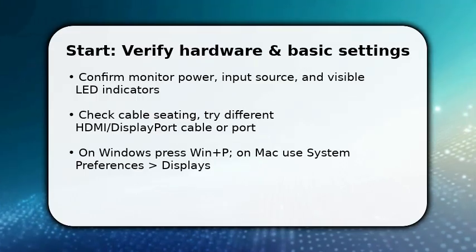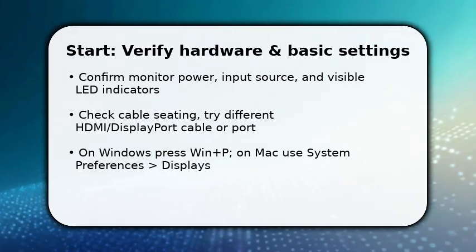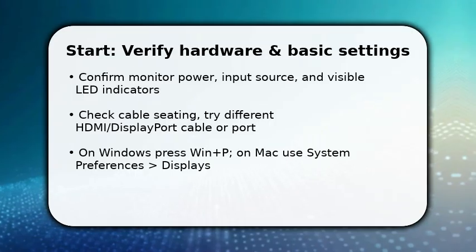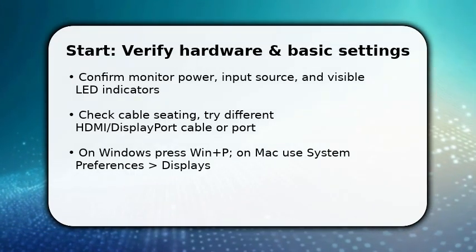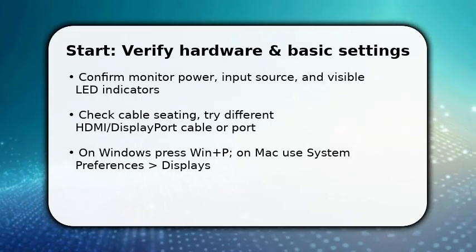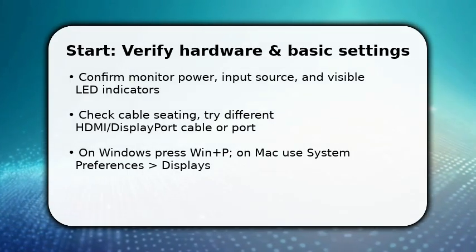You begin by confirming the obvious working pieces so you can rule them out quickly. First, power on the second monitor and set its input to the correct port. Make sure its LED shows activity. Next, reseat the cable or swap to another HDMI or display port jack. Adapters can fail, so test without them if possible.